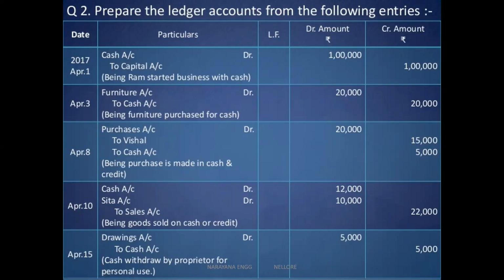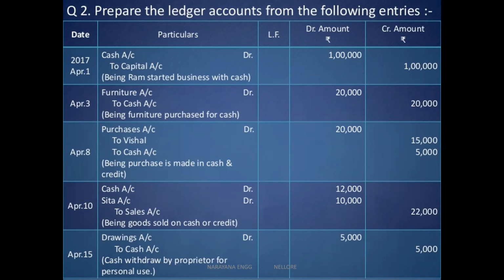So for these 5 entries, 5 journals, 1, 2, 3, 4, 5 journals, we need to prepare the ledger account. How to prepare a ledger account? As I already told, for every account we need to prepare a separate ledger book. So first, you check what accounts there are in these 5 entries. See, the first one, April 1st, has cash account and capital account. We need to prepare a separate ledger sheet for the cash account and also the capital account.